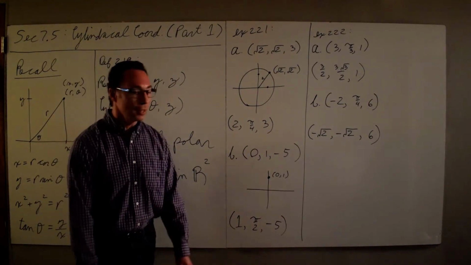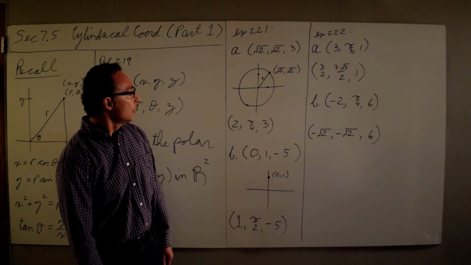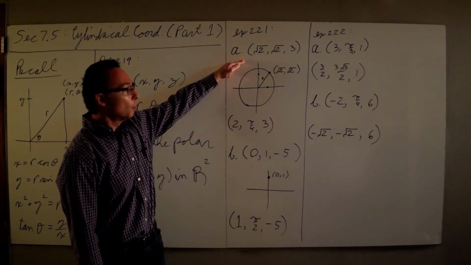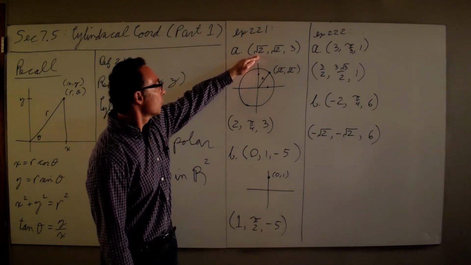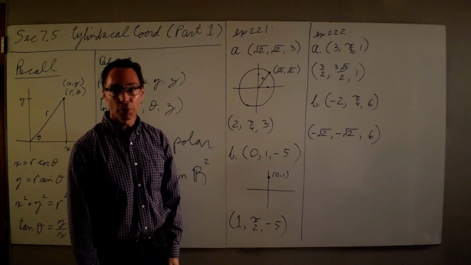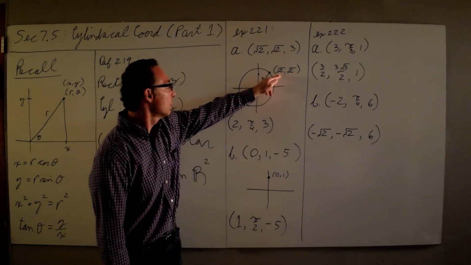So let's look at two examples. They have two parts each. Here we are going to convert from rectangular coordinates to cylindrical. The rectangular is (square root of 2, square root of 2, 3). So let's look at the point (square root of 2, square root of 2) in the xy plane.